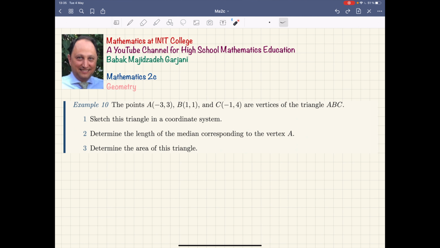Okay, yes? So is the length of the median corresponding to vertex A just the height of the triangle? No. The height is the perpendicular line. So this is good to know. For one vertex, we have 3 line segments. I want you to know. It's good to know. Don't write.